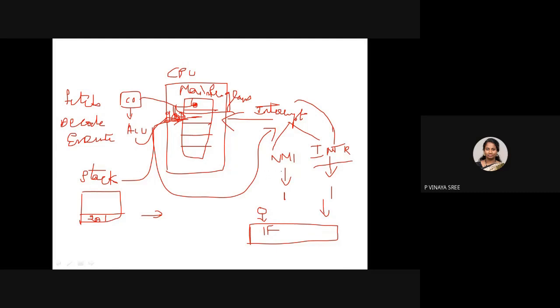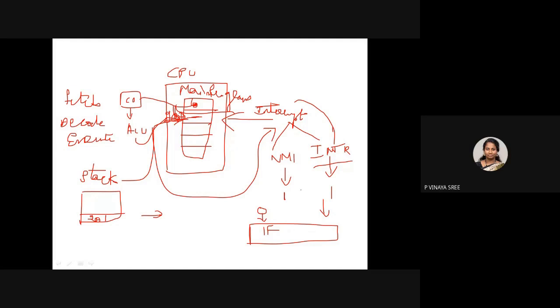So for which one does it have to give an acknowledgement? For which pin does it have to give an acknowledgement? For NMI or for INTR? INTR. Yes, good.